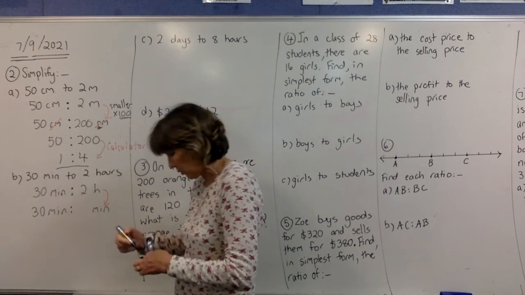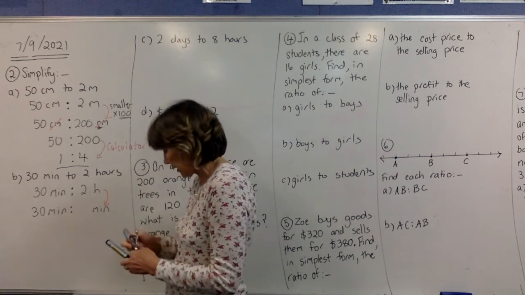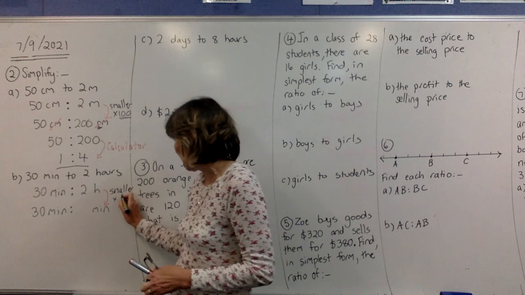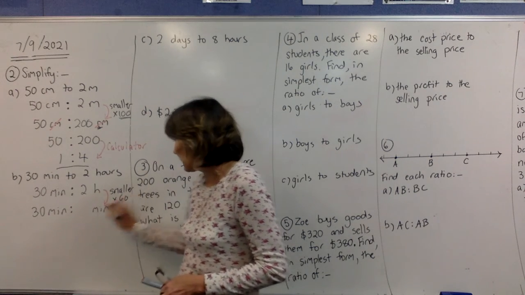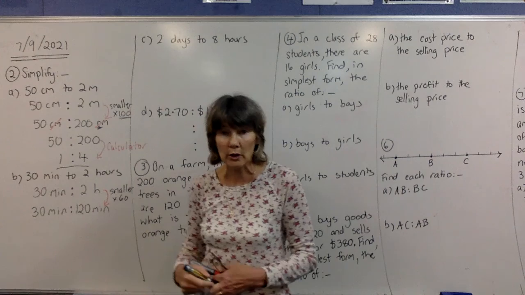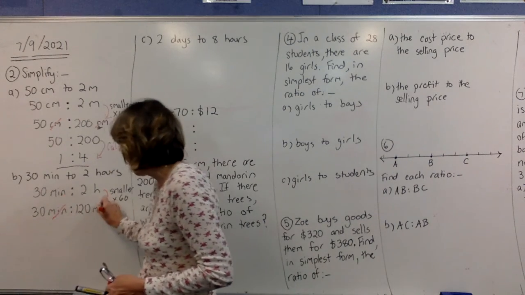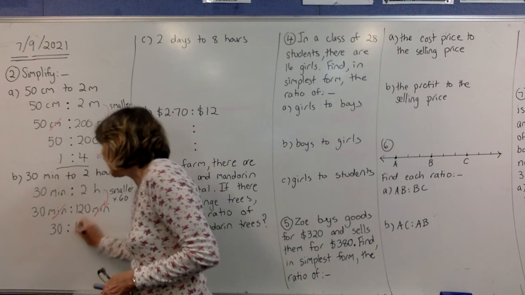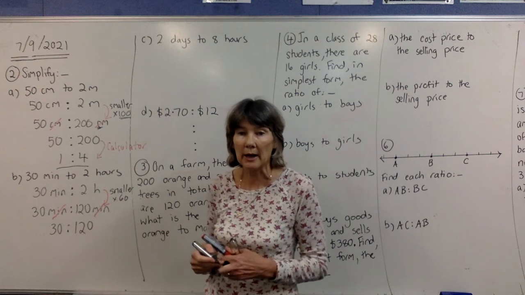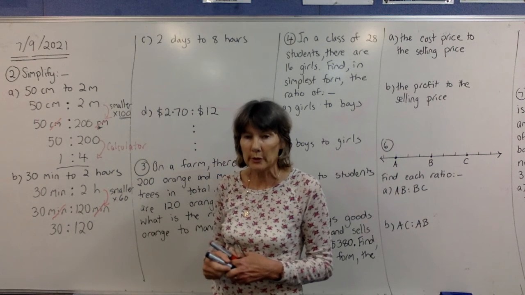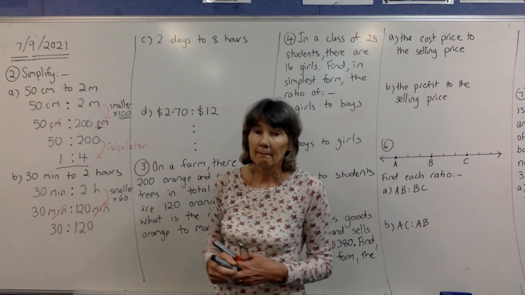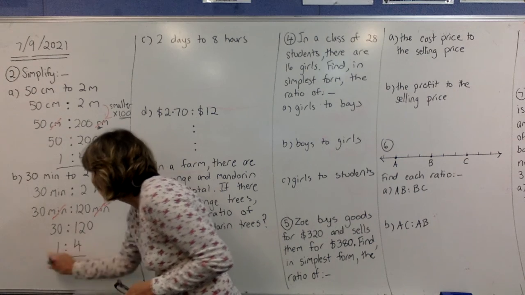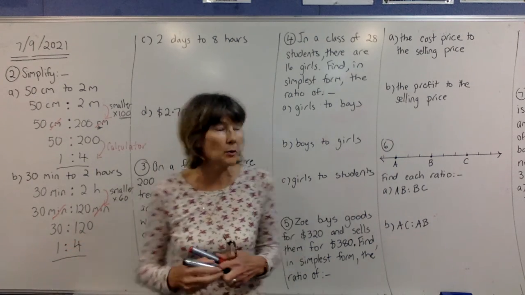So to convert to a smaller unit like minutes, we are going to be timesing, and because there's 60 minutes in an hour, we're timesing by 60. So 2 times 60 is 120. Now you can cross off those units because they're the same, and we're left with 30 to 120. Now that's when you get your calculator out, and you just put in your calculator 30 over 120 equals. Now it will give you 1 over 4. We're going to write it as 1 to 4. Okay, let's look at the next question.